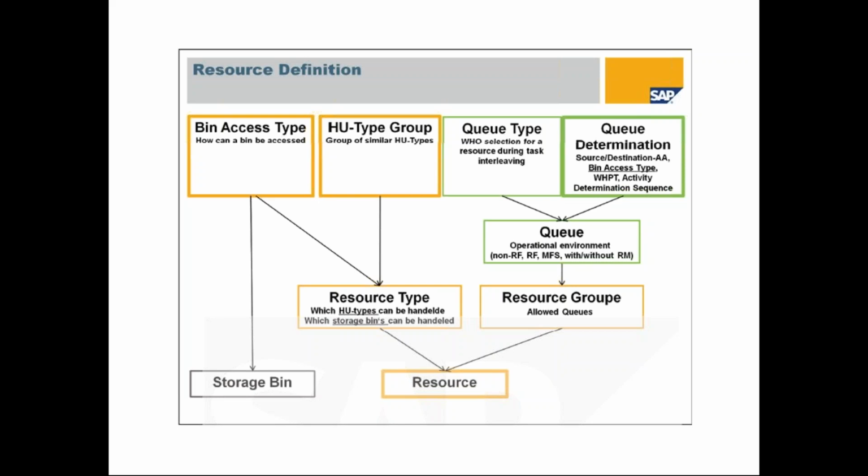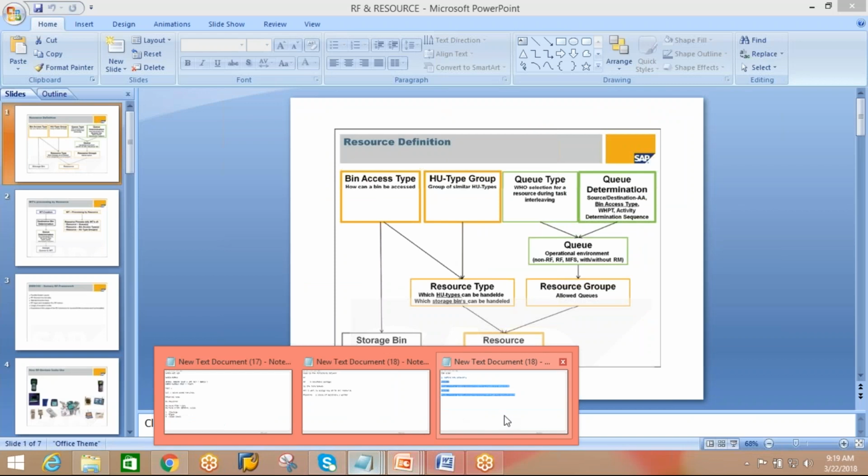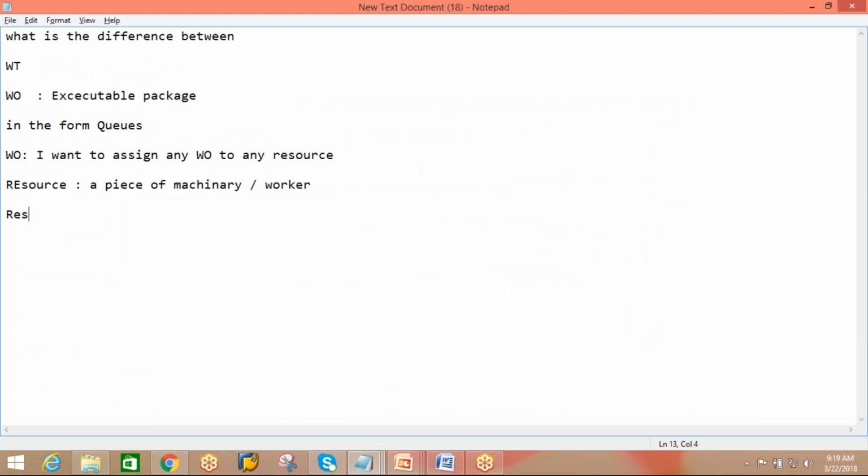Coming to the resource type, that differentiates the properties of that resource, along with bin access type and HU type group. Say for example, resource type, a unique word is there. Human. Resource type is human.